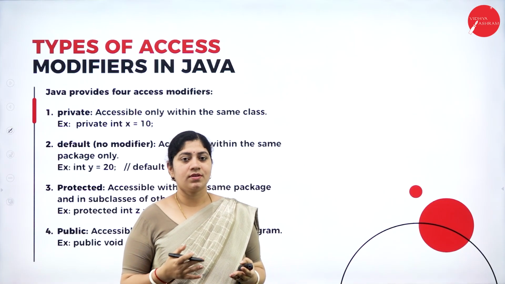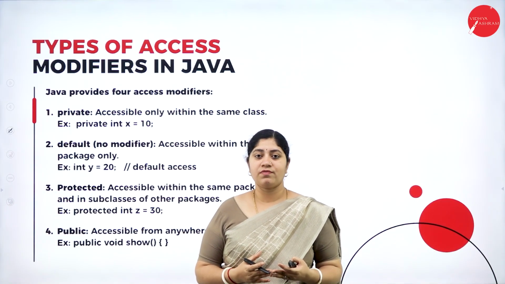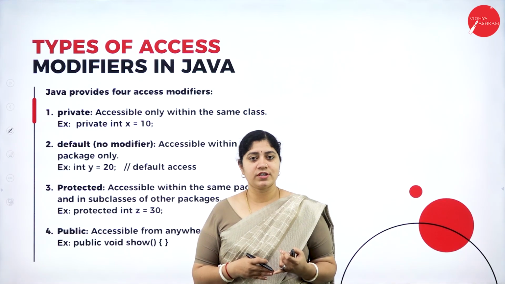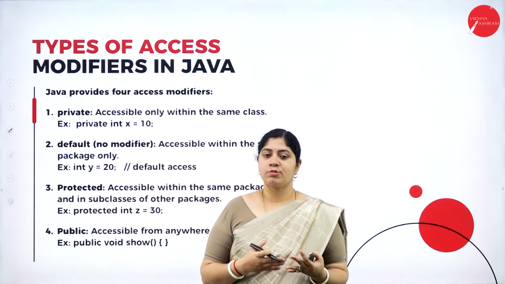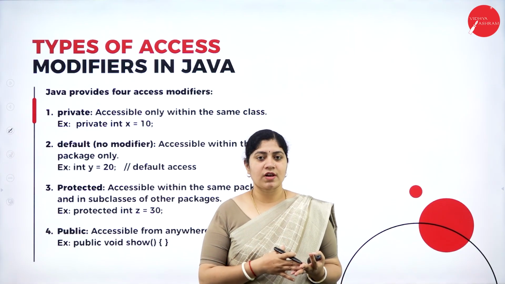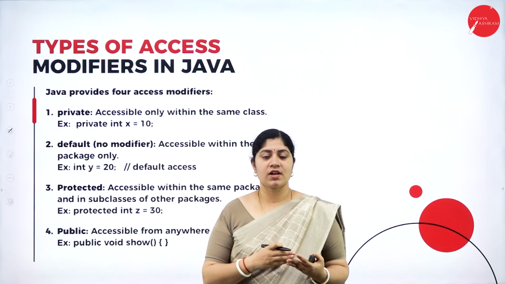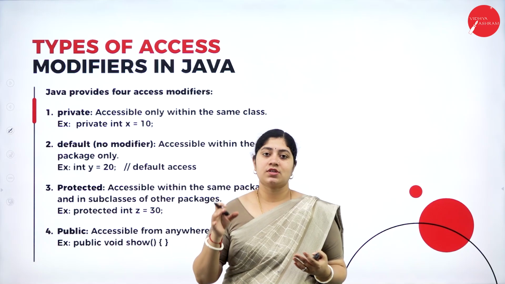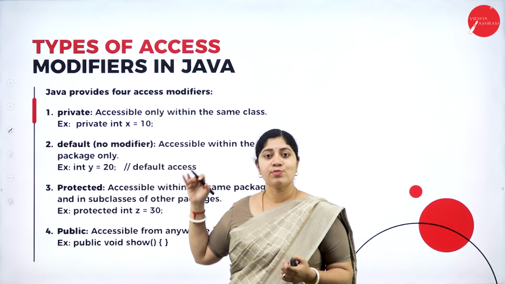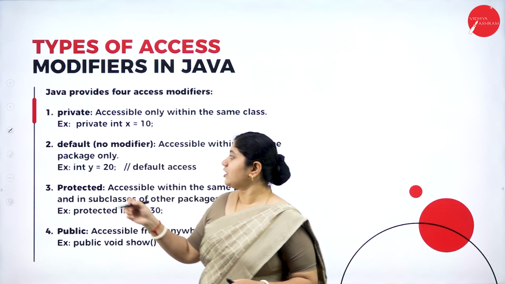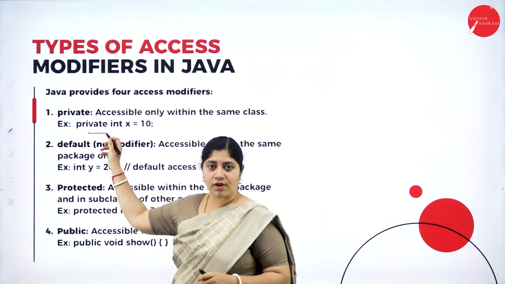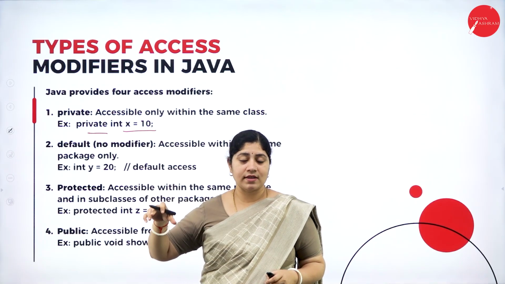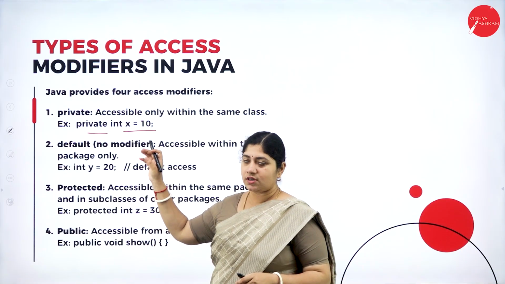Now let's see the different types of access modifiers that are available in Java. Initially, private, which provides accessibility only within the same class. If an object is present in the same class, then the access can be provided, and it is termed the private access modifier. For the example, we have to define private, which is a keyword, followed by the thing that has to be accessed. So it has to be mentioned.